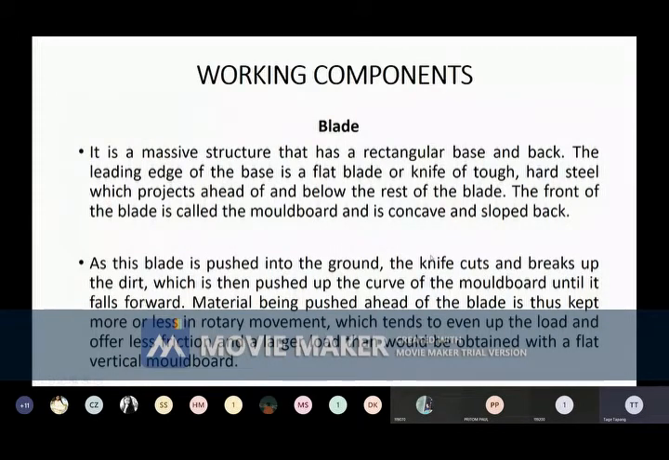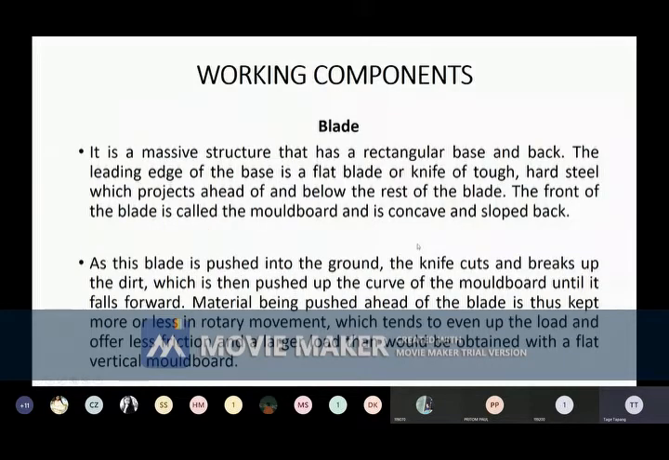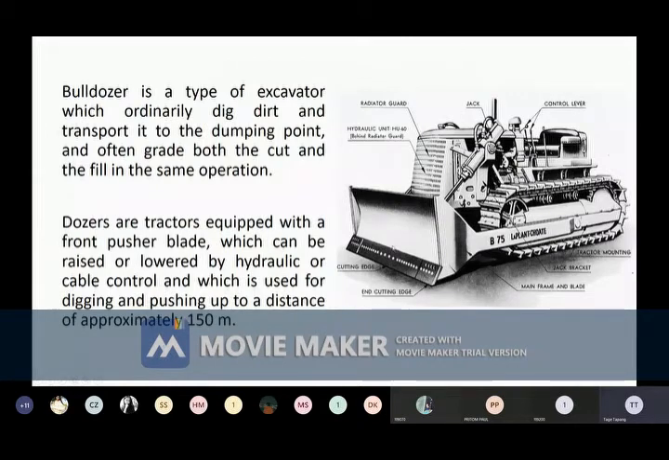So, working components. In working components, we don't discuss the engine or the tracks. We are concerned only about this part. Working component means the components which are engaged in soil working, in moving the soil or disturbing the soil, manipulating the soil. You see, it is a massive structure that has a rectangular base and back. This is your base. This is more or less rectangular in shape.